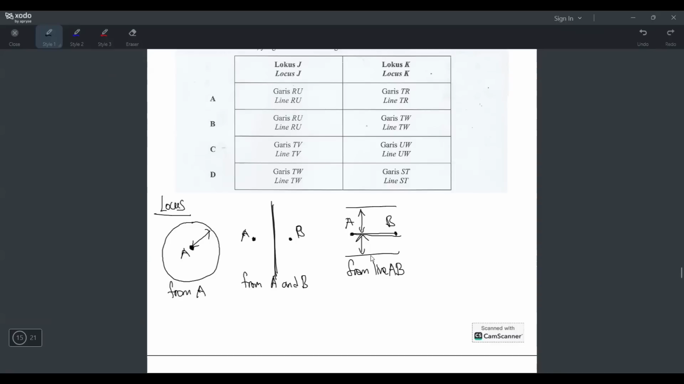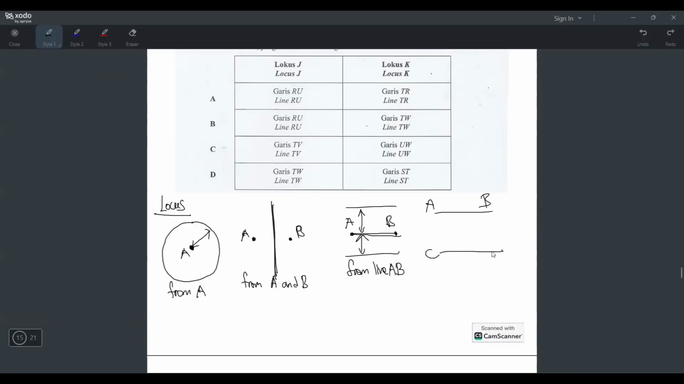Okay? Can you see the difference between this and this? This one is dia bagi dua point from point A and point B. This one is from a line. So that's the difference. This one is from a line. This one is from two different points. So it's different. Okay, next one is they will give you two lines.